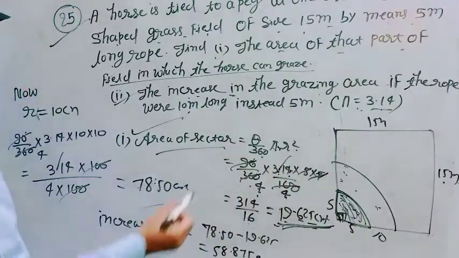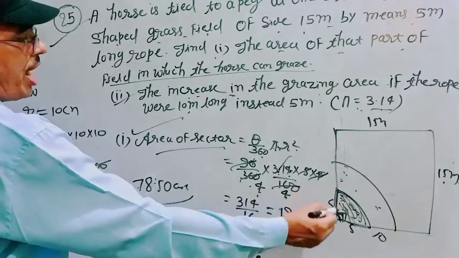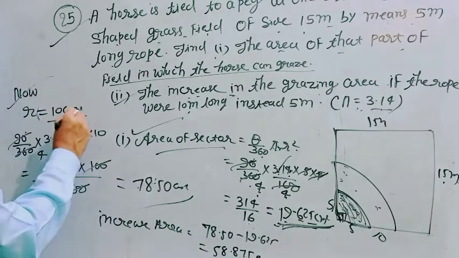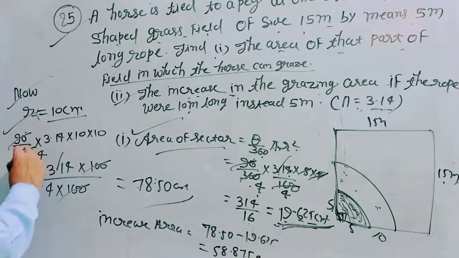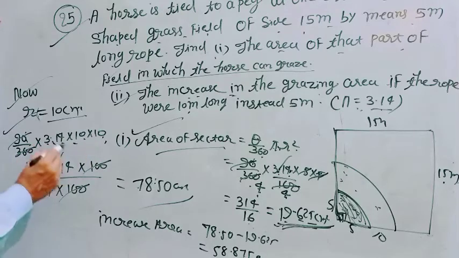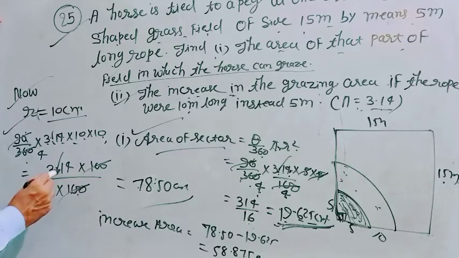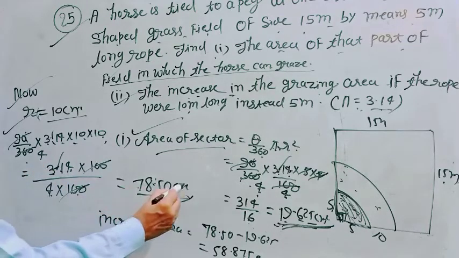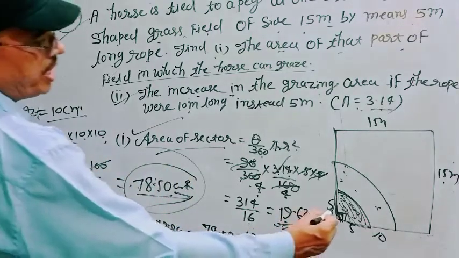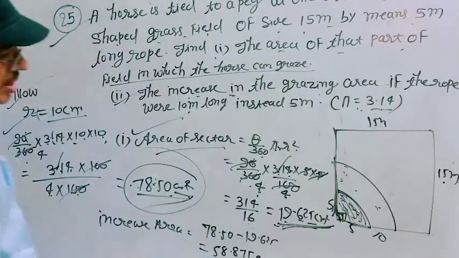After that, now the rope is increased to 10 meter. So now the rope is 10 meter long. So what is the area of this? Again 90 by 360 pi r square. Here pi is 3.14 into 10 into 10. Then remove the point. Here the 100 cancels. That is 314 by 4. You divide by 4, then you get 78.5 square meter. It is the area of the second part when the rope is increased to 10 meter.